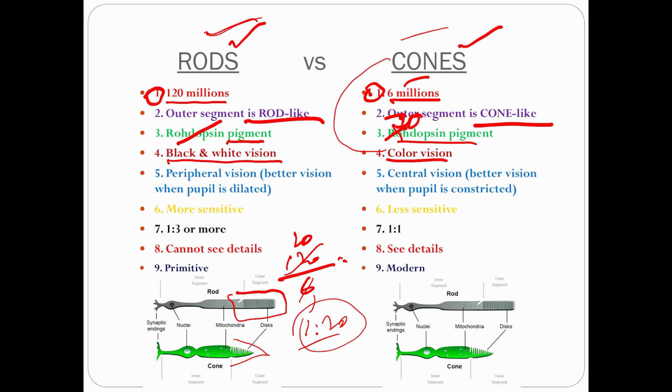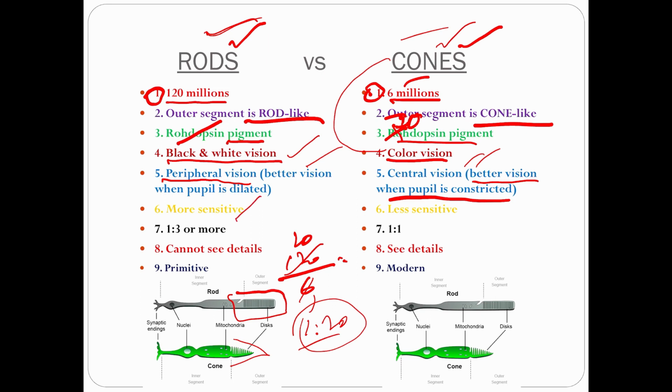The rods lie more in the periphery, not in the center. That is why they are good for peripheral vision, and vision is better when the pupil is dilated, so that the periphery of the retina is utilized. The cones lie more in the fovea centralis and the area around it. That is why central vision is good for cones, and vision is better when the pupil is constricted, so that the light passes through the central portion of the retina.